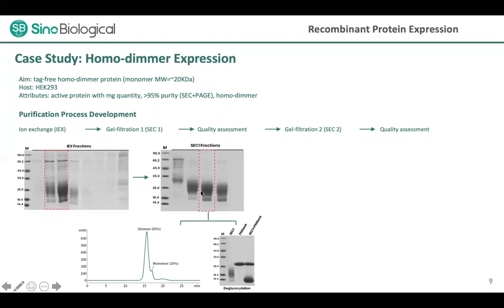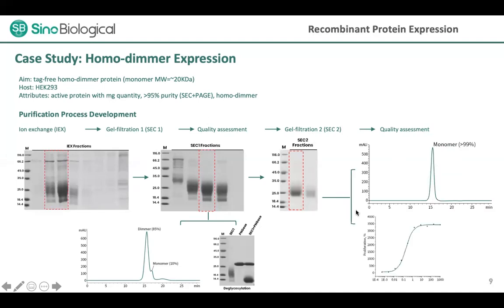Then we took this fraction and went through a second step of gel filtration, and the final product shows over 99% monomer content, which meets the criteria. And when assayed by a cell-based analysis, the protein is also active. So this case showed that optimization of the purification steps is important to obtain a protein of desired quality.